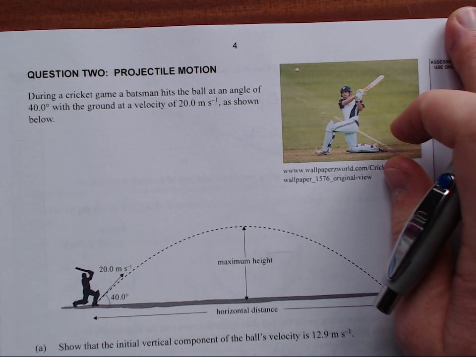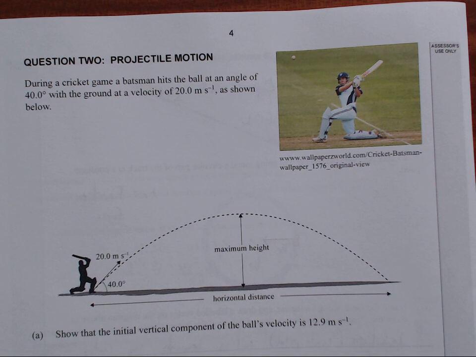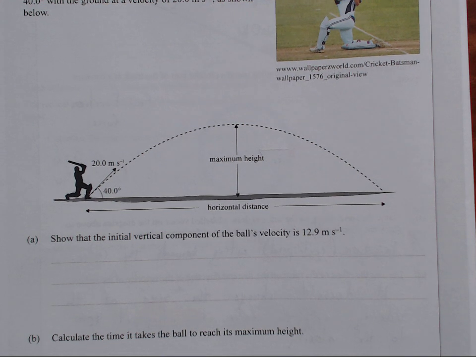During a cricket game, a batsman hits the ball at an angle of 40 degrees with the ground at a velocity of 20 meters per second as shown below. Picture for reference. Show that the initial vertical component of the ball's velocity is 12.9 meters per second.